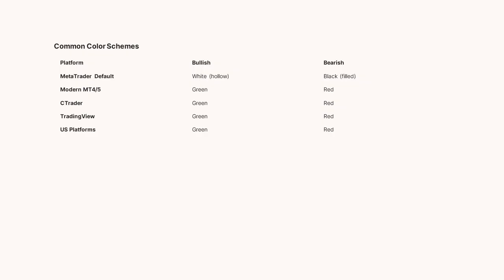If close is higher than open, it's bullish regardless of whether it's green, white, or purple. If close is lower than open, it's bearish regardless of whether it's red, black, or blue. Don't get distracted by colors. Focus on the open-close relationship. A quick word on hollow versus filled candles. Some platforms use hollow candles for bullish, meaning the body is empty, and filled candles for bearish, meaning the body is solid. This is just another convention. The underlying meaning is the same.